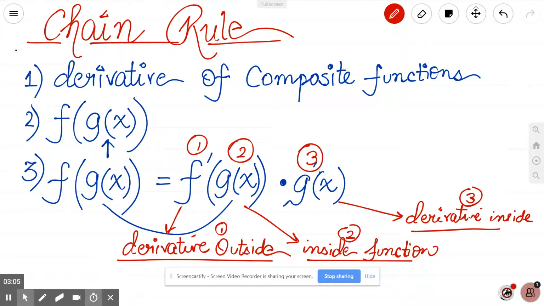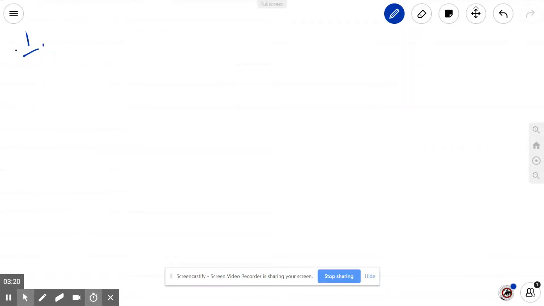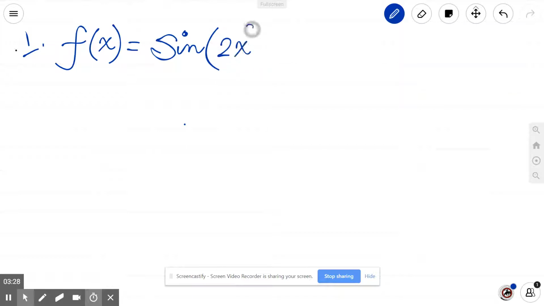So let us do an example on the next page, and you can pause the video and take notes wherever you feel like. I will go ahead and clear this page for now. Let us practice an example. So let us say in our first example, students, we have f of x, our function, is given as sine of 2x squared plus 4x, and we need to find its derivative. So basically your question is you need to find the derivative of f of x.